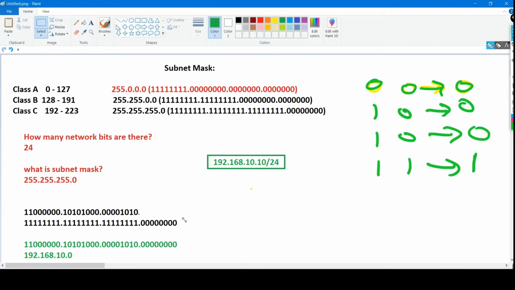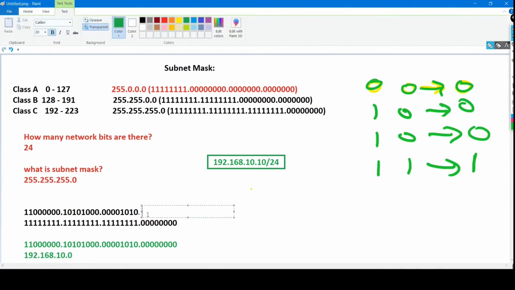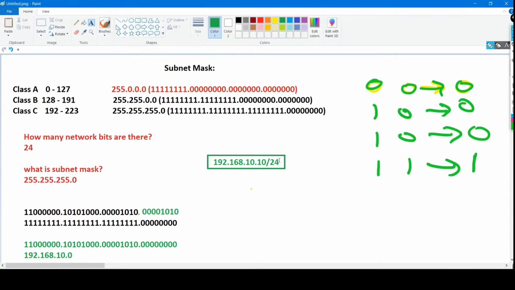Here now, what will the value be? 0, 0, 0, 0, 0, 0, 1, 0, 1, 0, right? Yes. Here the subnet mask is the same, /24. So the subnet mask will be the same. Now here, what value will you get? 0.0.0.0. The same value, right? Because in the subnet mask here you can see all bits are 0.